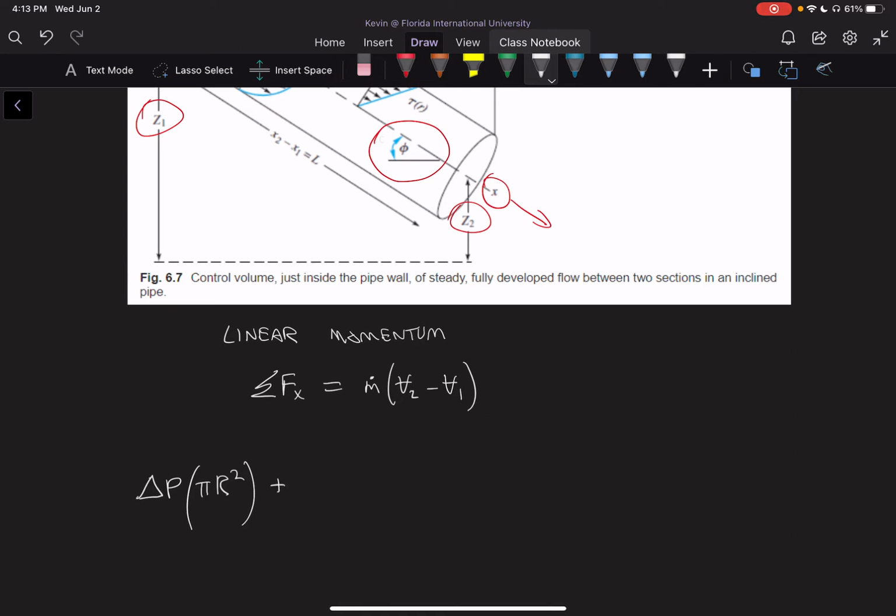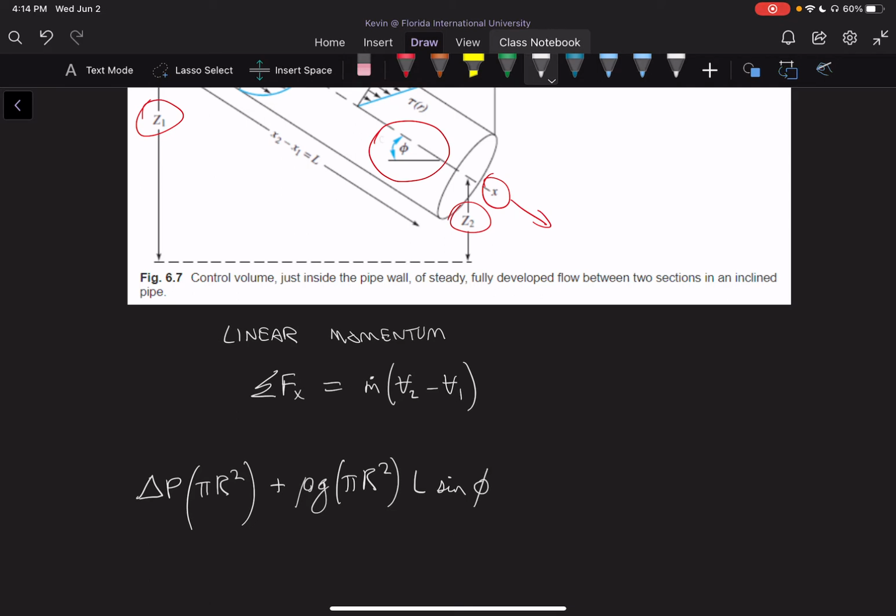Now, for the other terms, we also have a term that creates a force within our system that is related to gravity. And that term is rho g times the area, pi r squared, multiplied by the length in the x direction. Okay, and the length in the x direction is L sine phi. Okay, so it's going to be L times sine of phi.